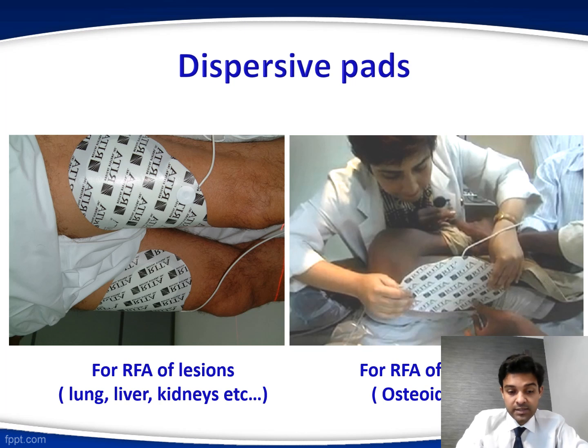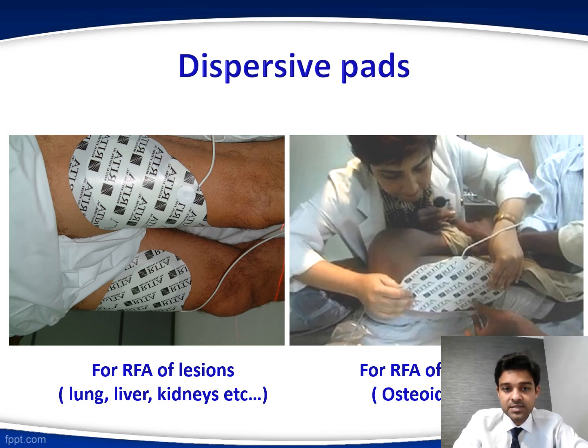These grounding pads are also called dispersive pads. As it suggests here, for RFA of lesions of the lung, liver and kidneys, the grounding pads are placed on the thigh, and for the lower limbs, like osteoid osteoma, the grounding pads are placed behind.